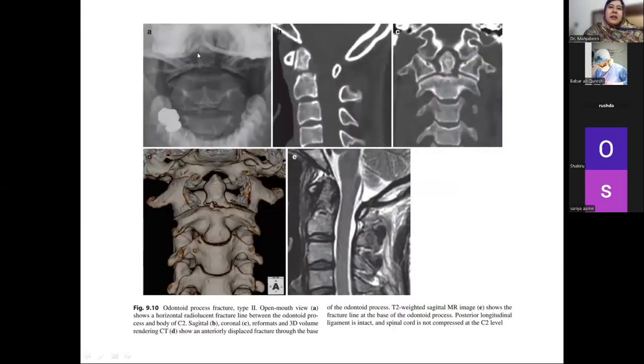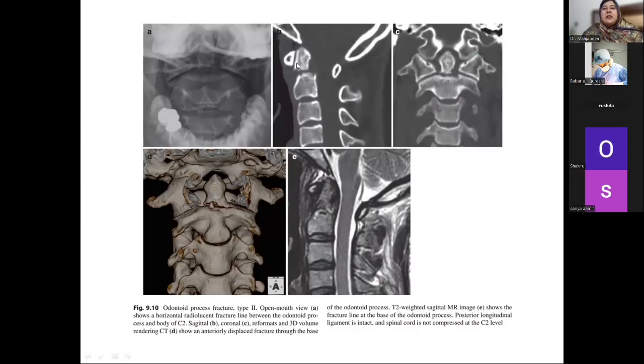So this is an X-ray. This is an open mouth view. Why open mouth? Because this is the mandible, right? So the patient has opened the mouth and then the X-ray is taken. So this is basically the X-ray that shows the axis, the first 2 or 3 cervical vertebrae. But obviously the important one is the CT scan.